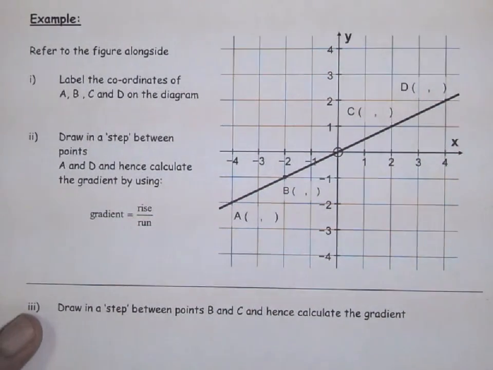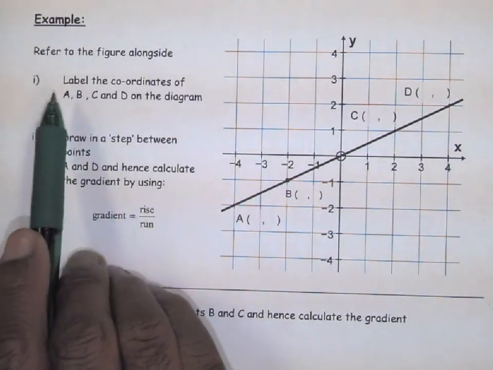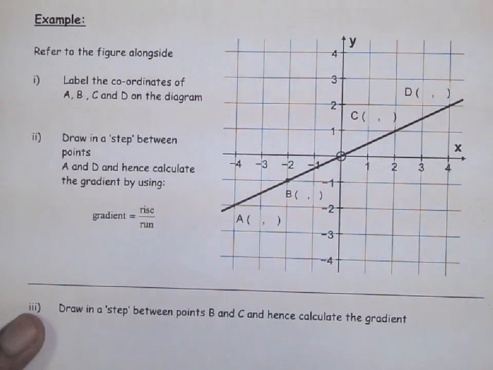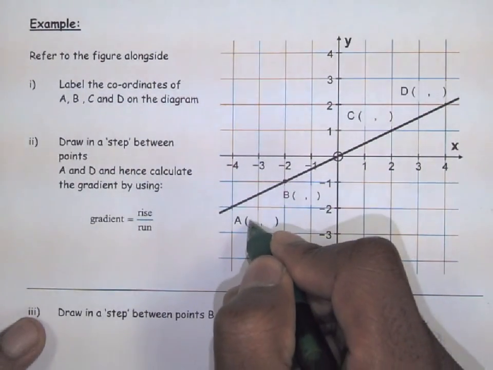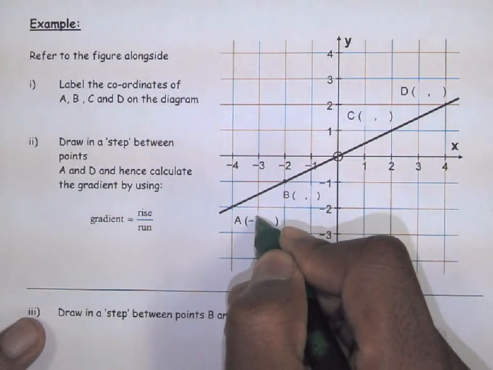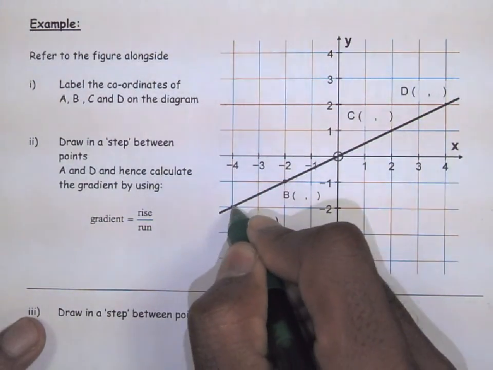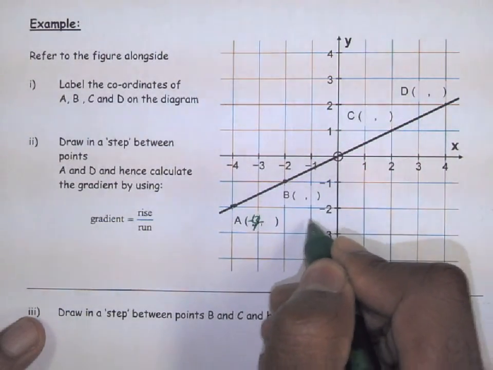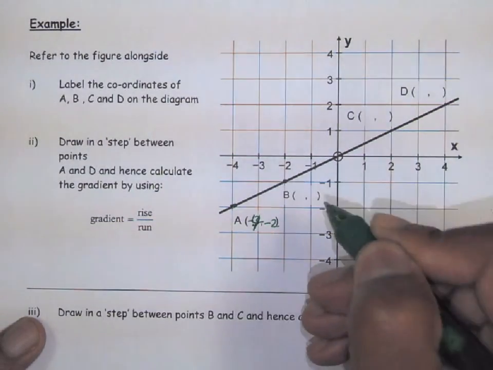Okay, so let's look at page 9 of the booklet. Refer to the figure alongside. Label the coordinates of A, B, C, and D. So the coordinates of A, remember we start with X, then Y. Where's A? A is there. So this is minus 4, minus 2. Minus 4, minus 2. This is my mistake.